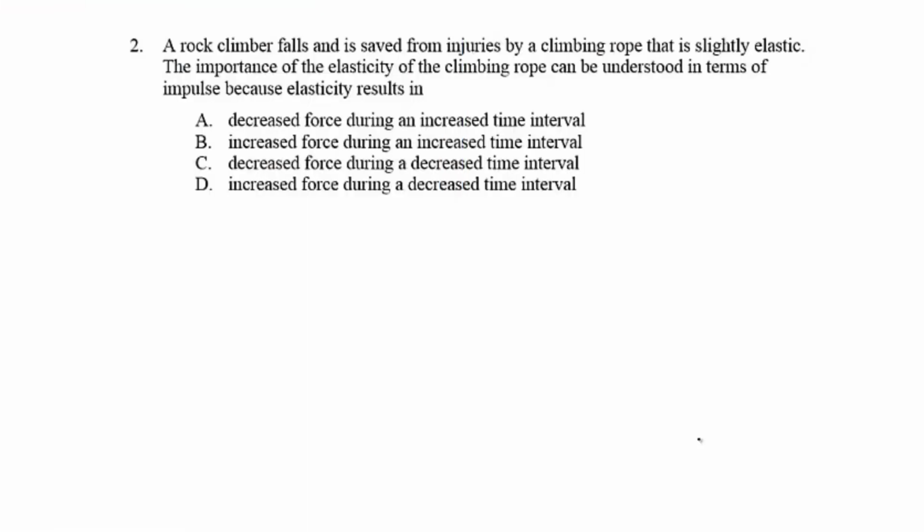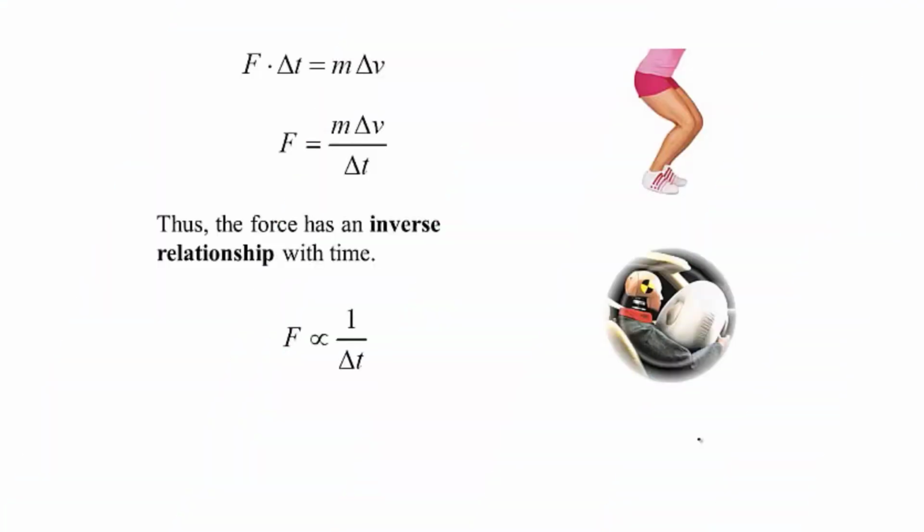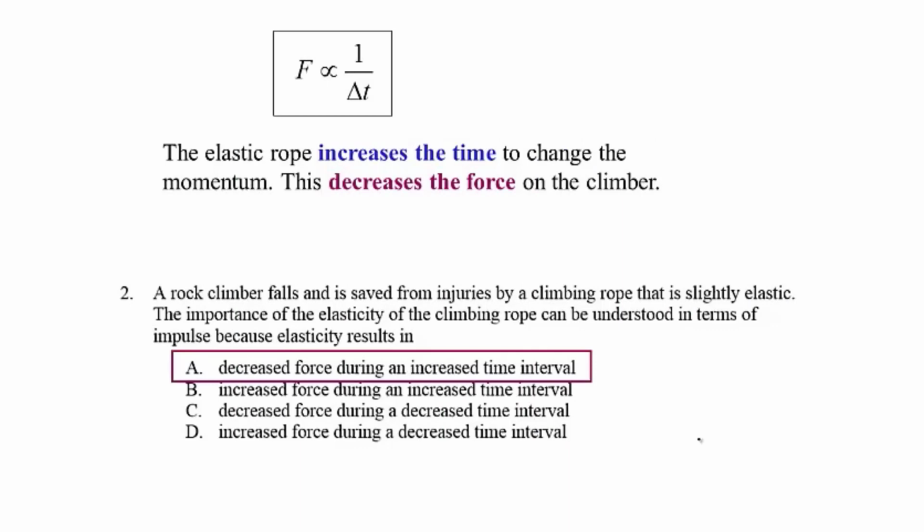A rock climber falls and is saved from injuries by a climbing rope that is slightly elastic. The importance of the elasticity of the climbing rope can be understood in terms of impulse, because elasticity results in decreased force or increased force, and we've got increased time interval, decreased time interval, etc. So it's that cushioning thing. So remember, force and time have an inverse relationship if the impulse is constant, which it is in this case. So the elastic rope increases the time to change the momentum. This decreases the force on the climber. So that's why the answer for number 2 is A. It's a decreased force during an increased time.